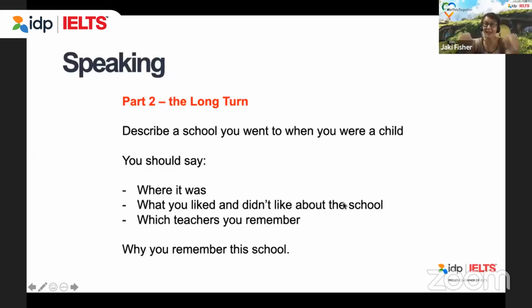You are given a card with a topic. You can hold the card, you can hold your notes when you speak. You don't have to look at the examiner. You can look at your notes and the card, yeah? So it could be something like this. Describe a school you went to when you were a child. You should say, so it will always tell you how many things you should say. How many things are there?